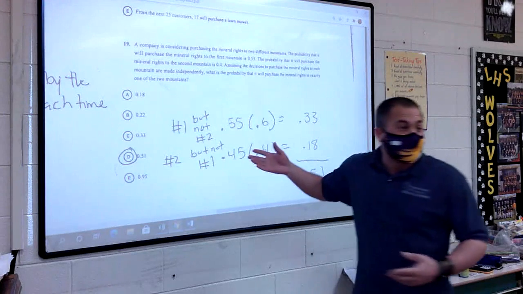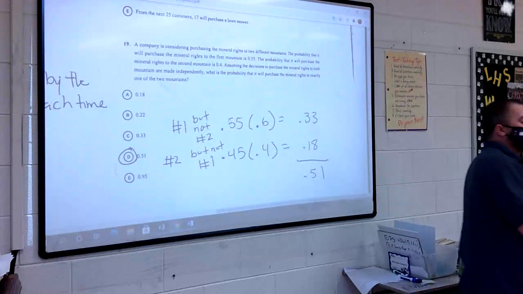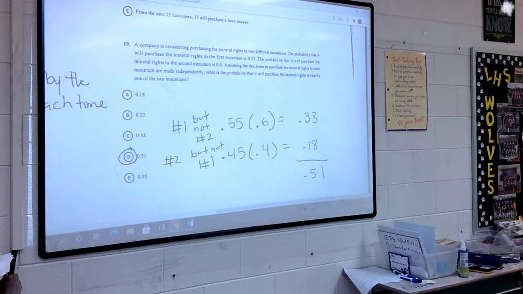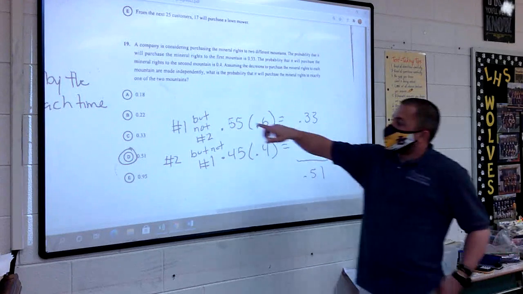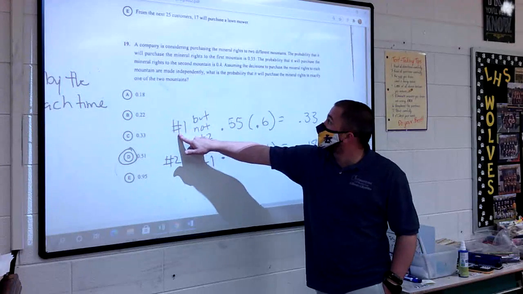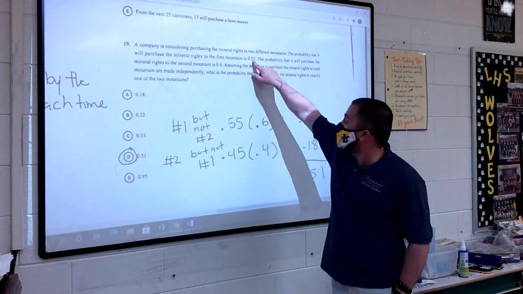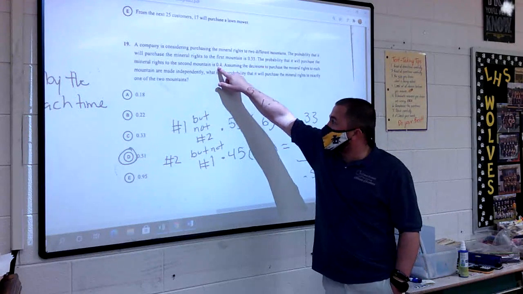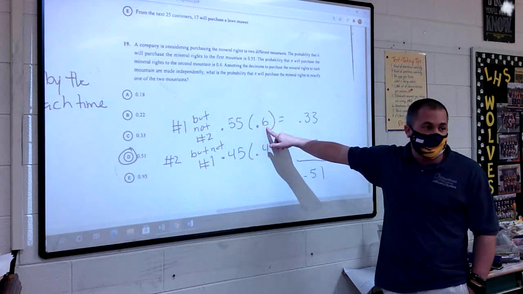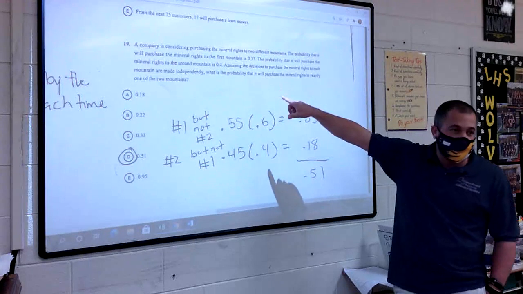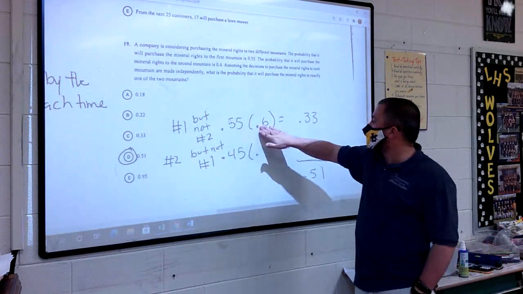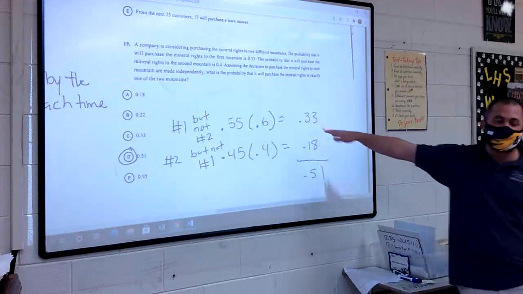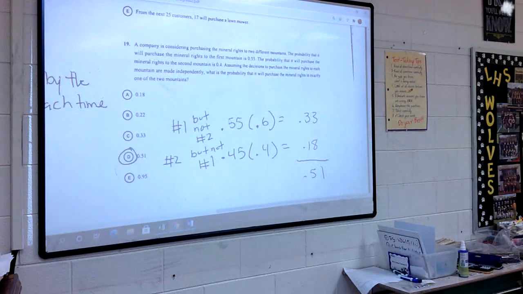So there's 2 ways that can happen, right? You can either purchase the mineral rights to number 1 or the mineral rights to number 2. So let's do the first way. The chance it purchases the mineral rights to the first mountain is 0.55. And if it doesn't purchase the mineral rights to the second mountain, that's 0.6, the complement of that. So 0.55 times 0.6 is 0.33. That's the chance of it purchasing the mineral rights to the first one, but not the second one.